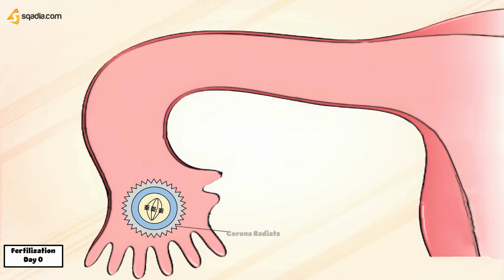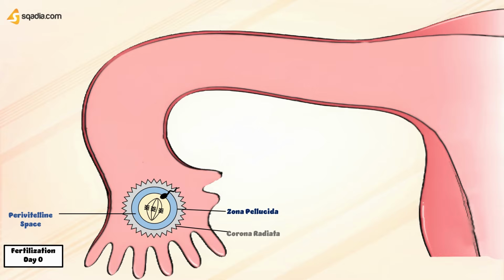Now, only capacitated sperm can pass through the corona radiata and undergo the acrosome reaction, which has been discussed. The sperm passes through the corona radiata on the oocyte surface and adheres to the zona pellucida. The acrosome in the sperm head then releases enzymes that digest a tunnel through the zona pellucida, allowing the sperm to pass into the perivitelline space and fuse with the oocyte membrane.